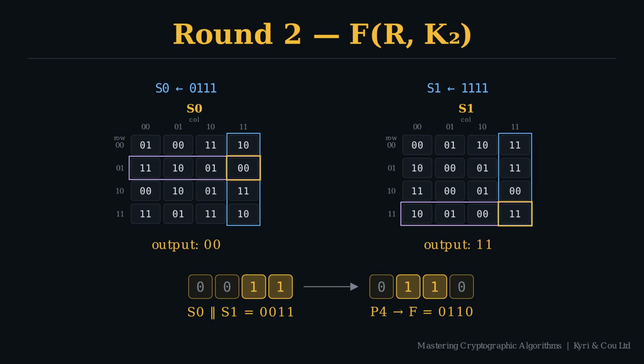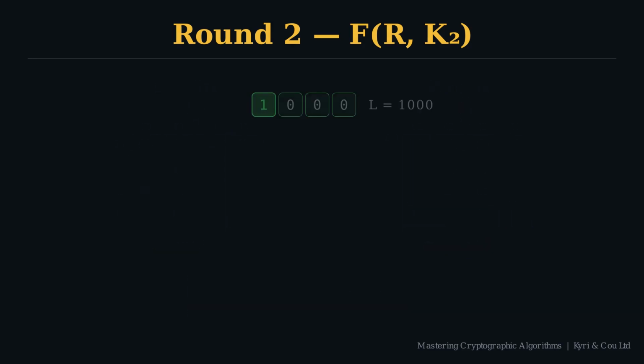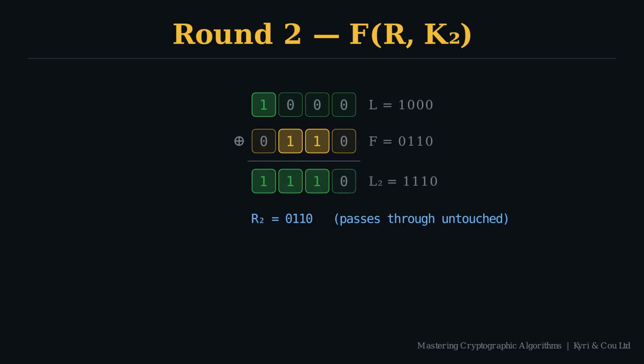We stitch those together to get 0011, and P4 shuffles that into 0110. That's the output of F for round 2. We XOR with the left half, so 1000 XOR 0110 gives 1110, which is L2. The right half passes through as R2 = 0110. And notice there's no swap this time. SW lives between the rounds, not after the last one.